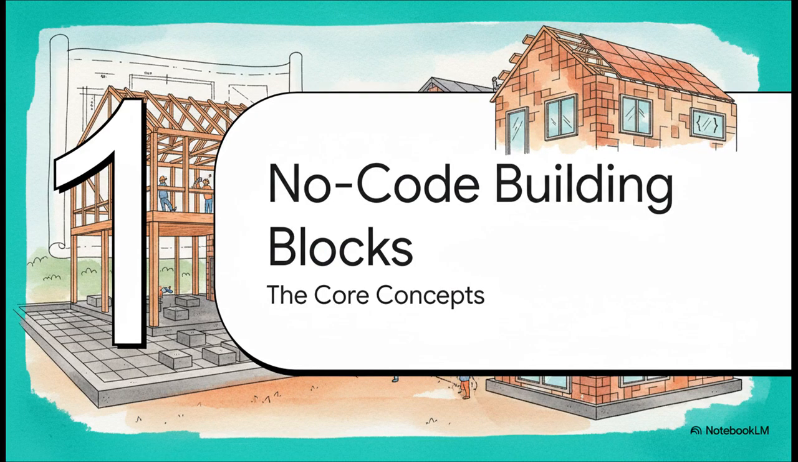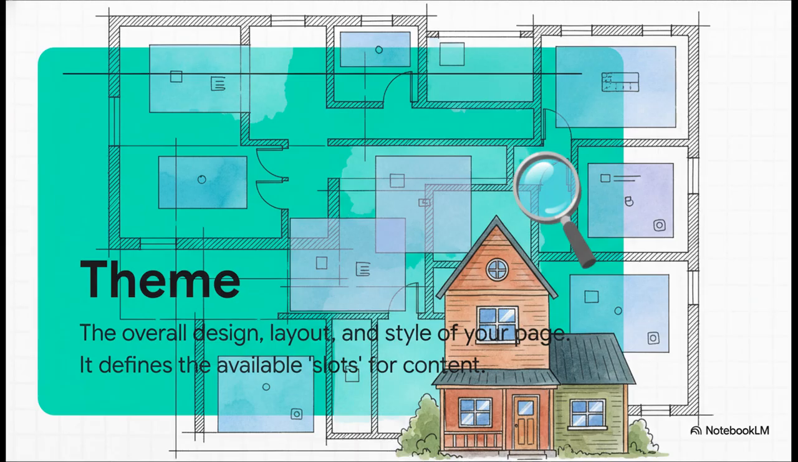Okay, so before we can really start building, you gotta understand the three core ideas behind this whole thing. And trust me, it's pretty simple. The best way to picture it? Think about building a house, right? From scratch. First things first, you've got the theme. So what's a theme? It's the big picture, the overall design, the layout, the style of your page. It's literally the blueprint for your house. It dictates the style, and crucially, it defines where all the different rooms or slots are going to be.